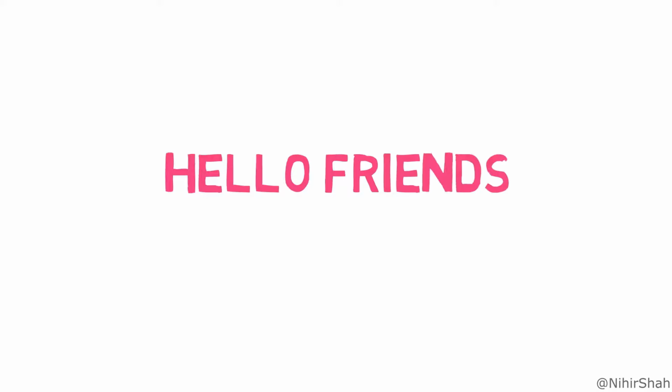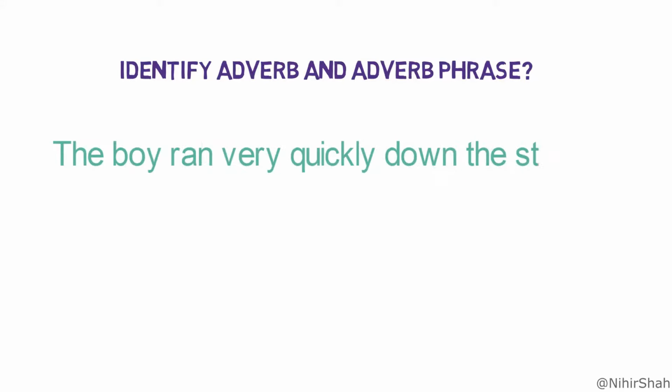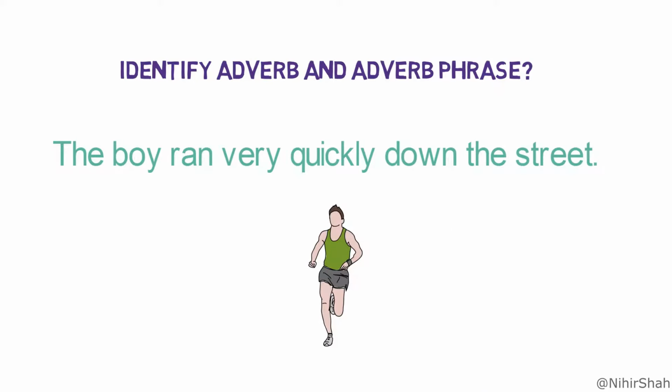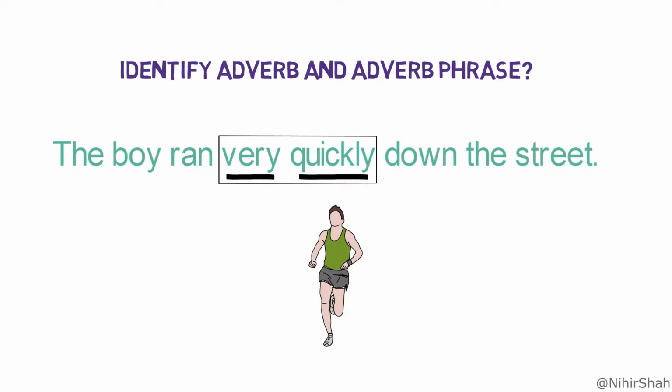Hello friends! Can you identify the adverbs and adverb phrase in the given sentence? The boy ran very quickly down the street. Pause and think. Were you able to find it? The words very and quickly are adverbs, while the entire group of words very quickly is an adverb phrase.